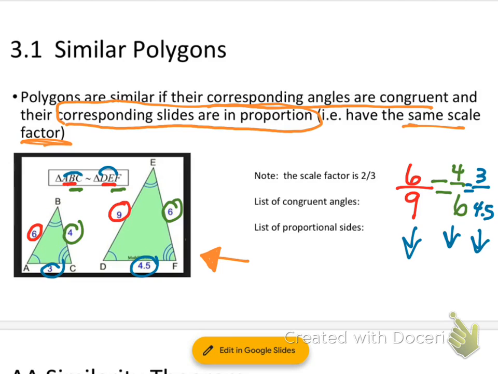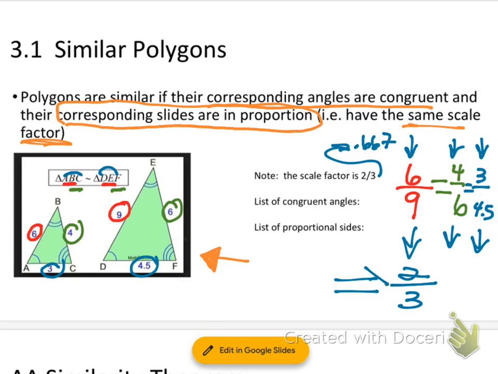So if you put this in your calculator, you should get the same fractional equivalent for all three of these. And trying to put it in reduced terms, my fraction that represents the scale factor is 2/3. If you put each of these in your graphing calculator, just in your plain division mode, you would get a decimal of 0.667. So they all have the same scale factor, and scale factor is generally written as a fraction in simplest terms.